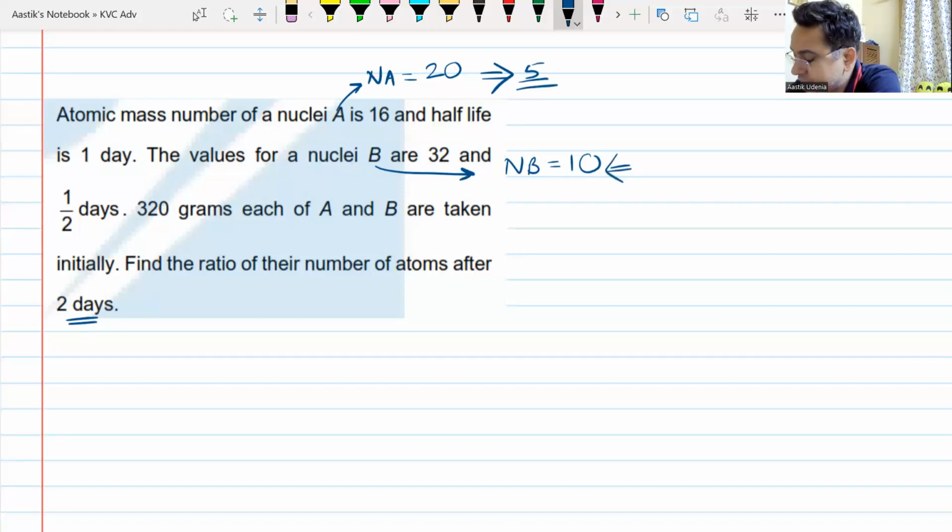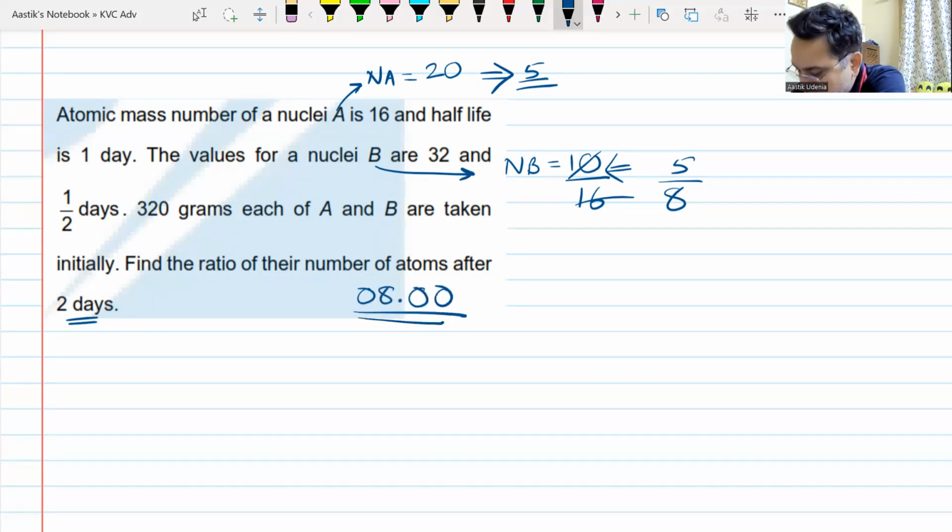What about this one? For this, how many half-lives have passed? 4, sir. So 2 raised to the power 4 is 16. Yes or no? Yes, sir. So how much is this? 5/8. The ratio is 8. And the answer is 8.00.